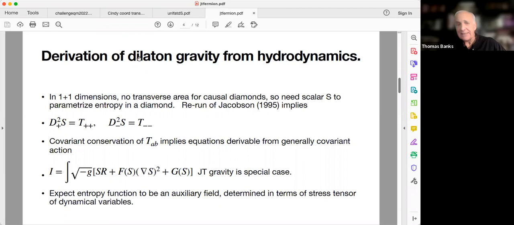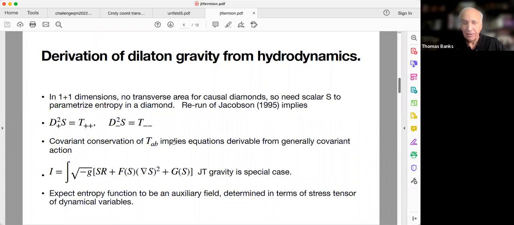And you get the following pair of equations. The covariant derivative, with respect to the metric, of S is equal to the T plus plus component of the stress tensor. And you're doing this purely hydrodynamically, so you're not modeling that as the stress tensor of some quantum system. It's just a stress tensor. And the same thing for the minus minus components. And then in addition, you insist that these equations should be consistent with covariant conservation of the stress tensor T_AB, which is equivalent to saying that we should be able to derive these equations as some of the equations of motion following from a generally covariant action.